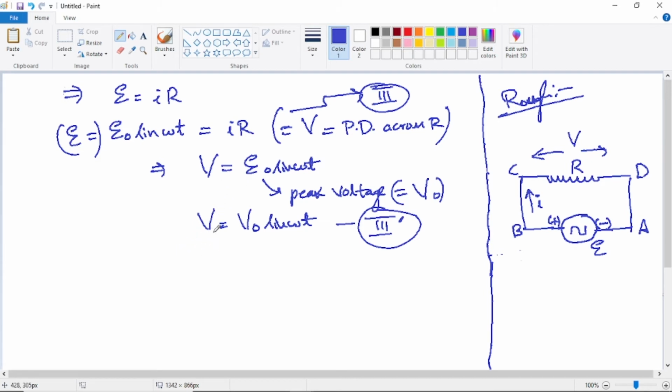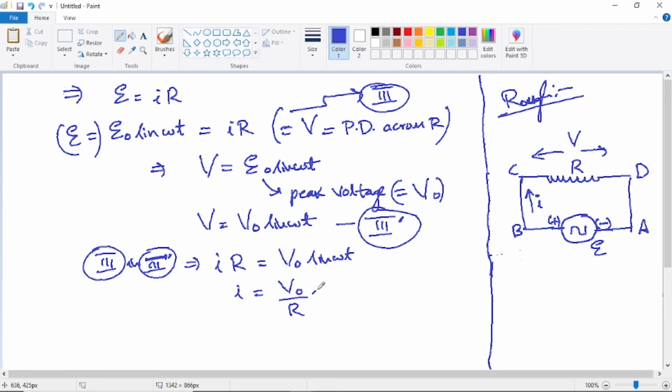Now again substituting V is equal to IR in equation 3 dash. So V is nothing but I into R, so it is equal to V naught sine omega t. Now from this, current I is equal to V naught by R sine omega t.